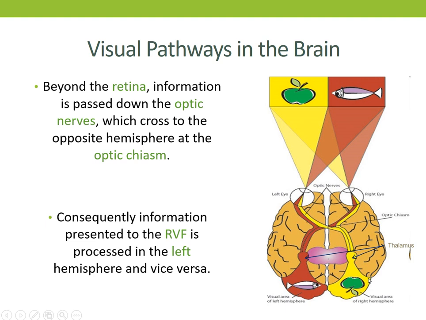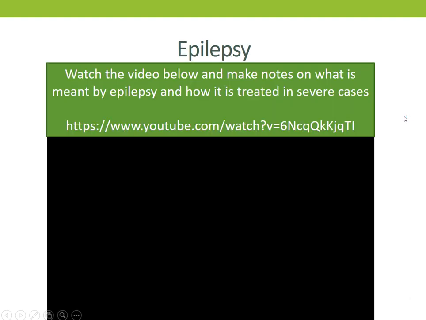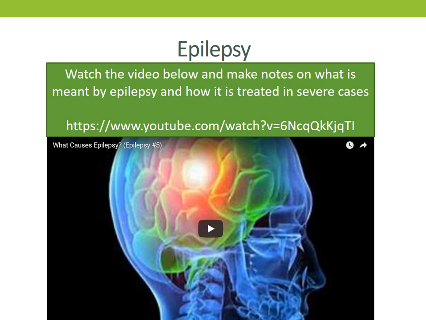Okay. So information presented to the right visual field is processed in the left hemisphere, and to the left visual field is processed in your right hemisphere. Okay, so in this study, Sperry used participants who all had epilepsy. Okay, so epilepsy is a tendency to have recurrent seizures. So I'm just going to play this short little video about epilepsy, and I want you to make some notes on it in the background information for this study.